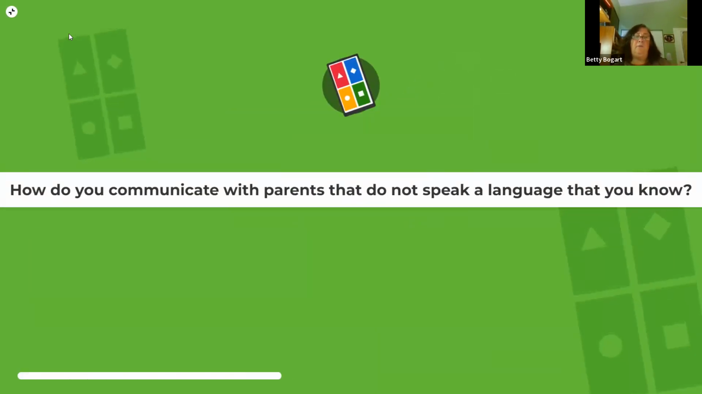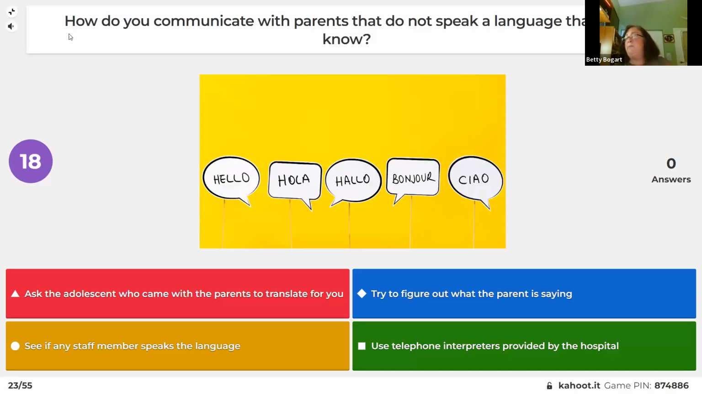How do you communicate with parents that do not speak a language that you know? So you have a patient come in, and here in South Florida, there are many, could be Haitian parents, it could be Spanish parents, and you need to communicate. You need to know allergies, what's going on, et cetera.